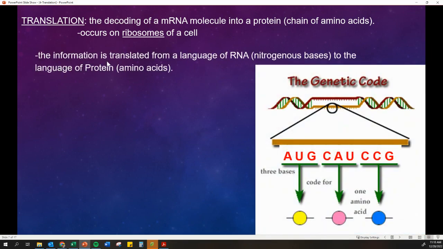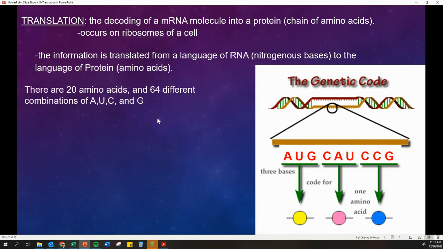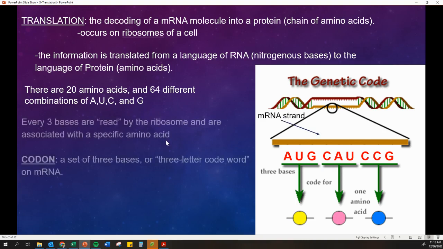Okay, and so the information is translated from the RNA language of the nitrogenous bases to the language of proteins, or amino acids. There are 20 amino acids and 64 different combinations of A, U, C, and G. Because of that, we can have multiple codons, or multiple combinations of RNA, that code for the same amino acid.